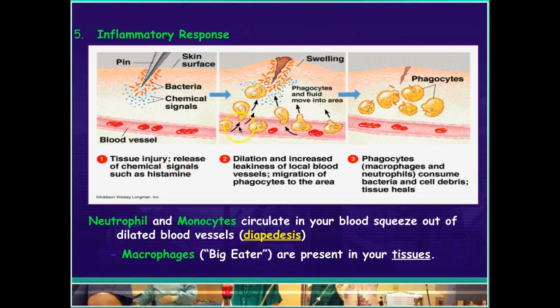So you can see the vasodilation, the difference in the size of these two vessels here, getting much bigger. White blood cells are diapedesing. Diapedese means to squeeze out of the vessels. And then the white blood cells come to the area and are able to eat up the infection so it doesn't cause further problems. You don't want infections getting into your blood supply.